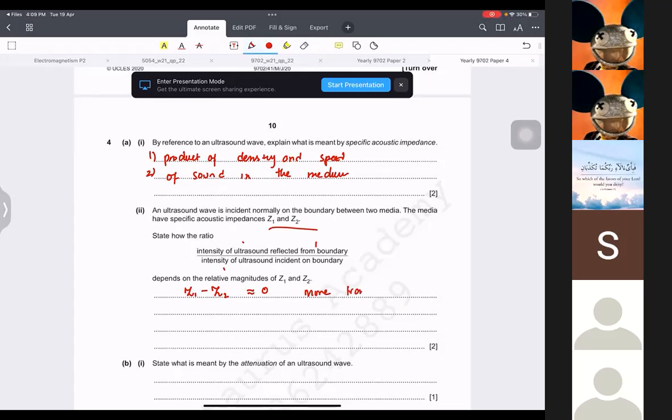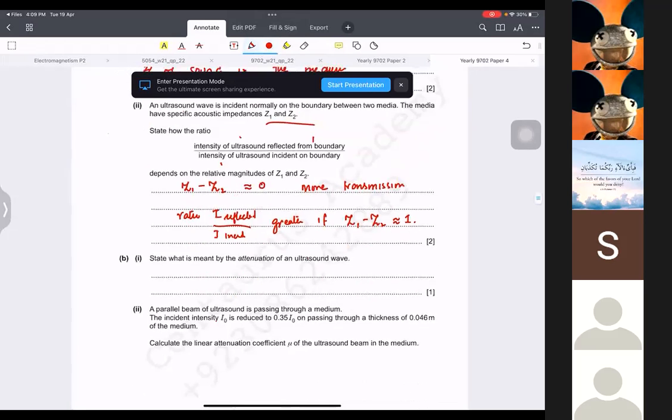All right. Or you could write it vice versa, right? Whatever. So this means that the ratio of I reflected over I incident will be greater if Z1 minus Z2 is large. Do you guys understand what I'm saying? So that's what it means.